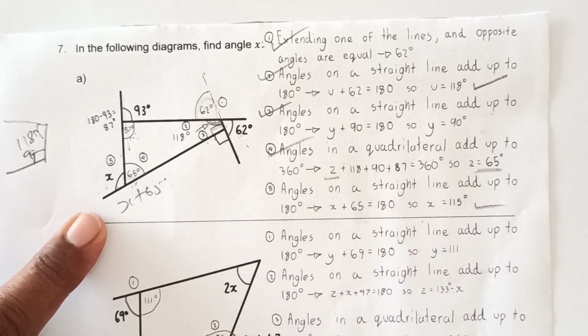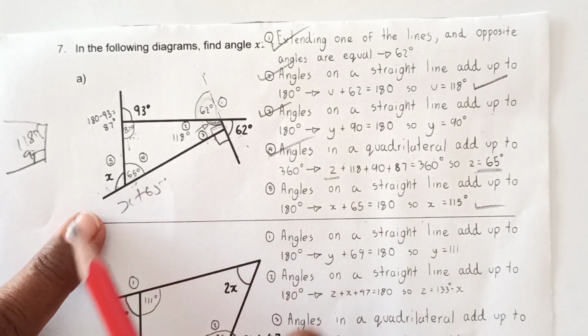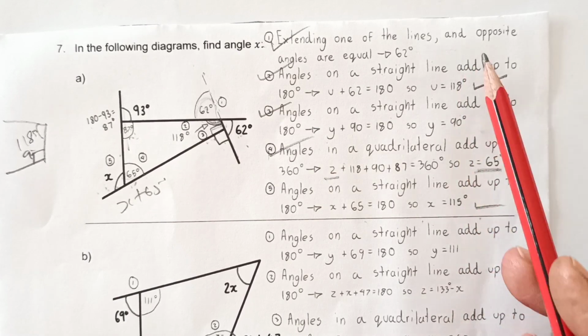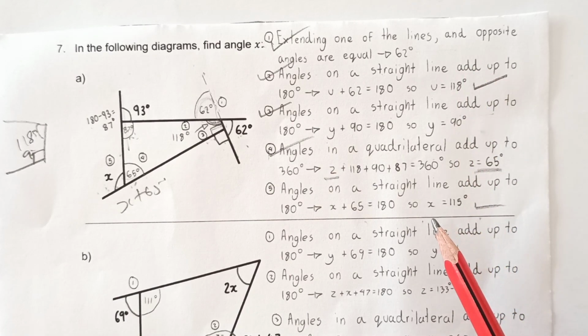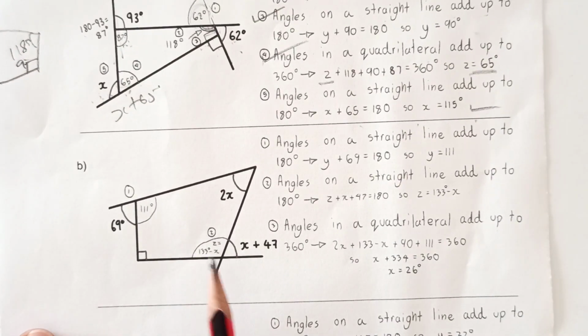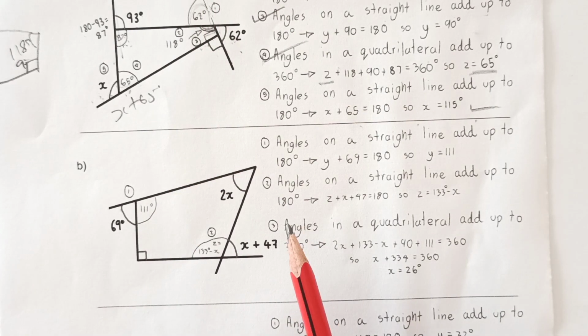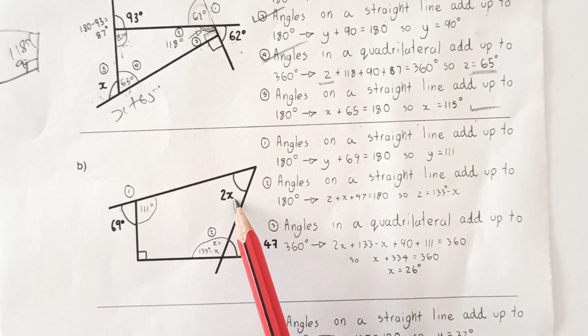So x is 115. So we got this angle as 115. Make sure that you go step by step and write the reasons so that you don't miss anything. Okay. Now part B, this is the angle we are looking for, the value of angle x. So x is here and also here.